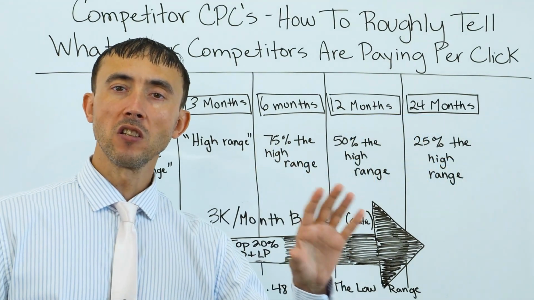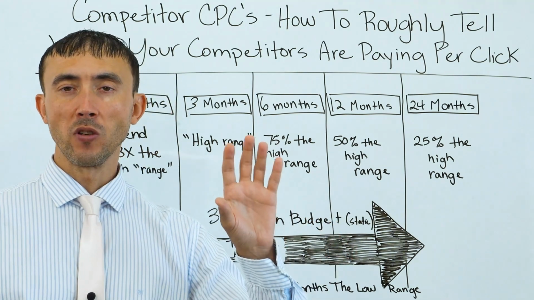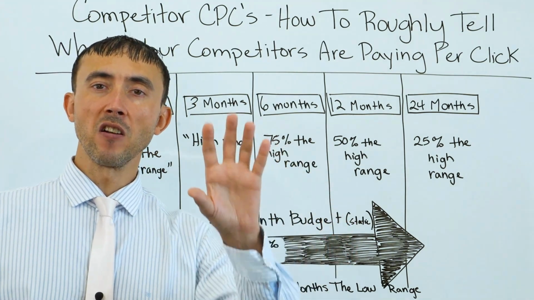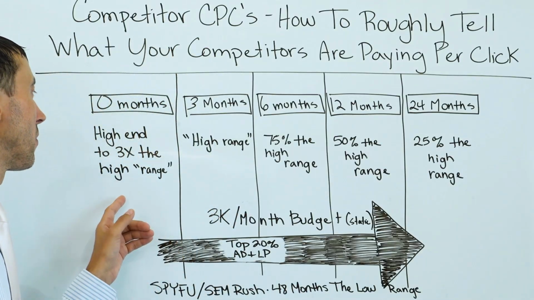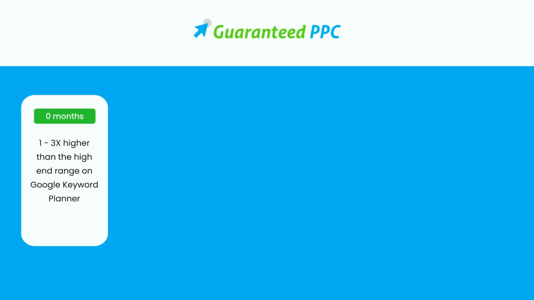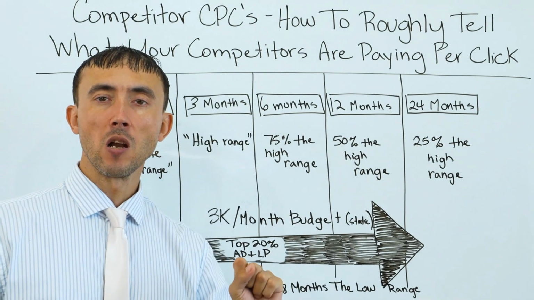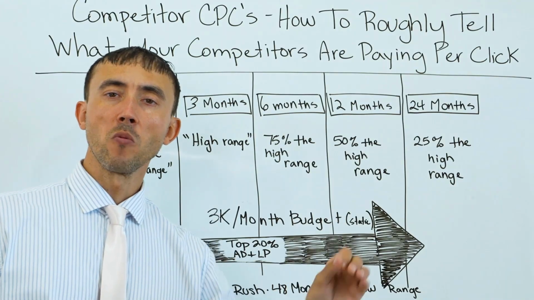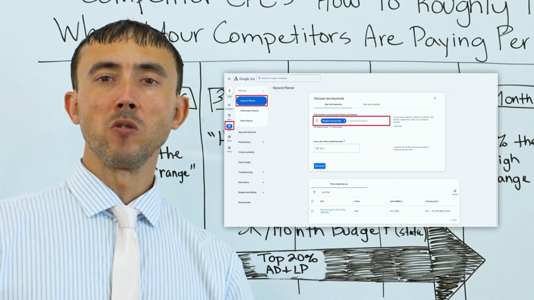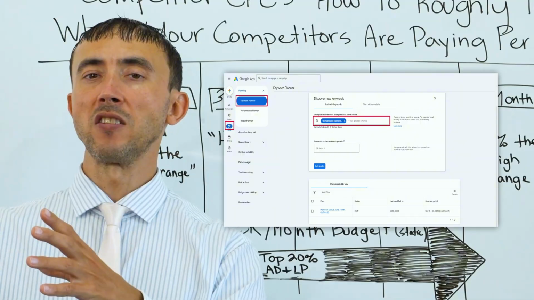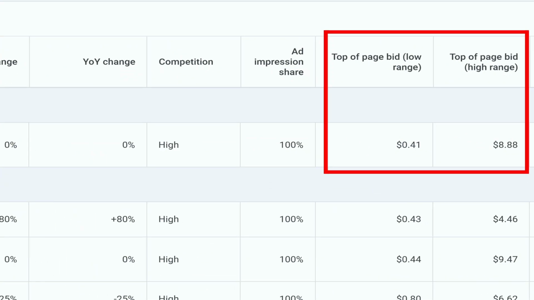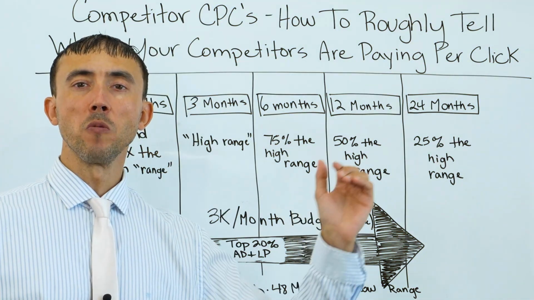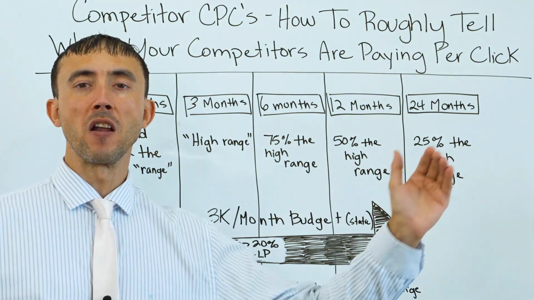What you can expect to pay per click for certain keywords that your competitor clearly advertises on, that you see in SpyFu or SEMrush, is going to be 1 to 3 times higher than the high end of the range on Google Keyword Planner. That's what they're going to be paying per click for those keywords. So in other words, you go to Google Keyword Planner, you type in the keywords that SpyFu or SEMrush says your competitors are showing up for. Google will give you a low end range and a high end range of what you could pay per click to show up for those keywords or bid on those keywords.